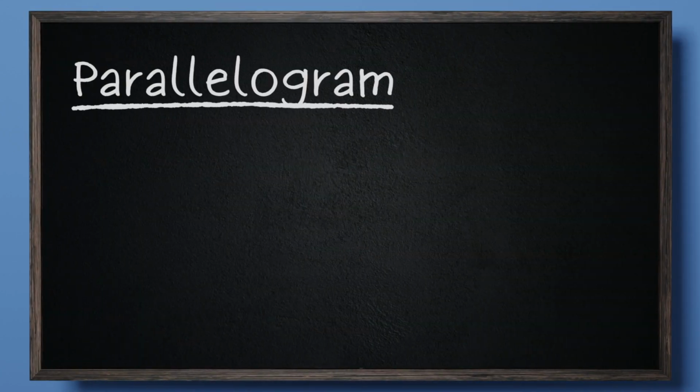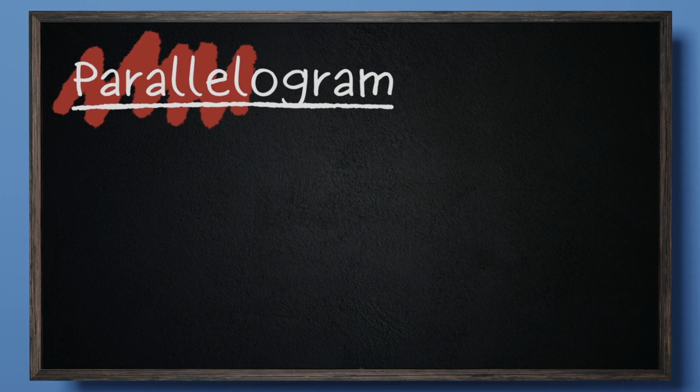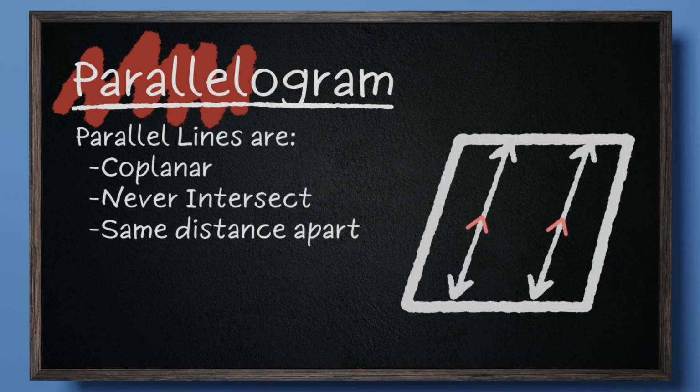Our first shape for this unit will be the parallelogram. As you can see from the name, shapes of this kind will relate to our parallel vocabulary word we've seen in the past. Remember, lines that are parallel are coplanar, never intersect, and are always the same distance apart from each other at every point along their path.